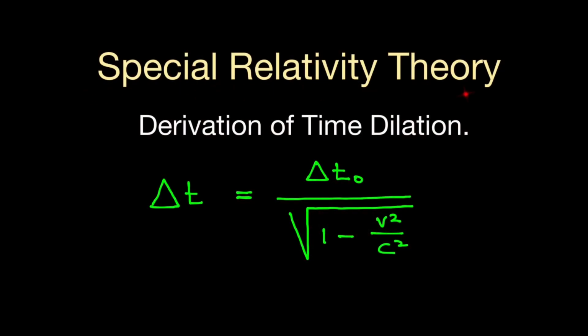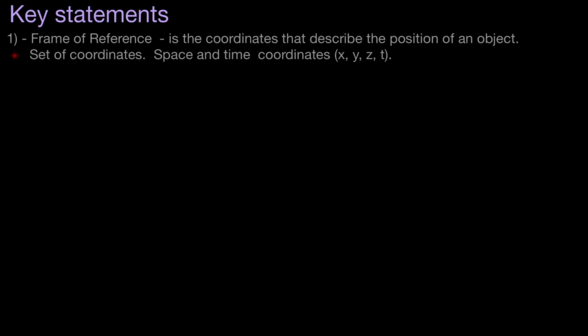Special relativity theory, derivation of time dilation. Key statements. 1. Frame of reference. Frame of reference is the coordinates that describe the position of an object. Sets of coordinates, space and time coordinates. X, Y, and Z are the space coordinates and T is the time coordinate.